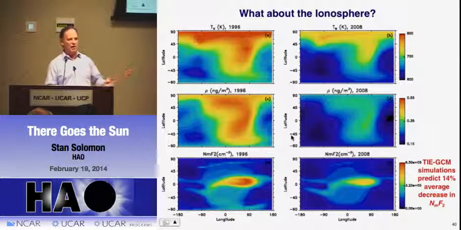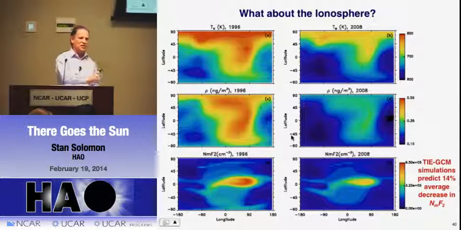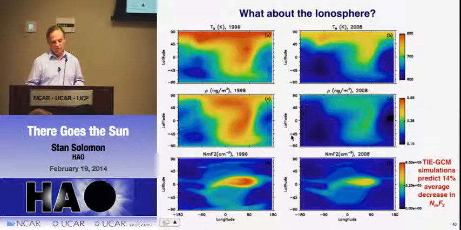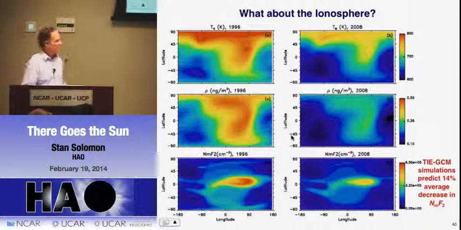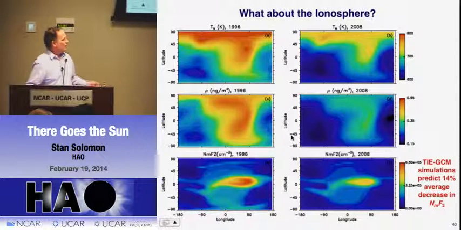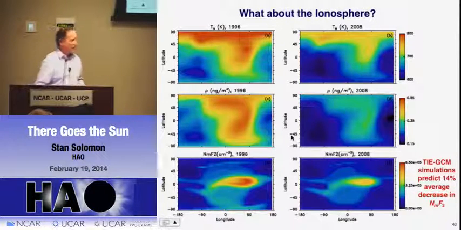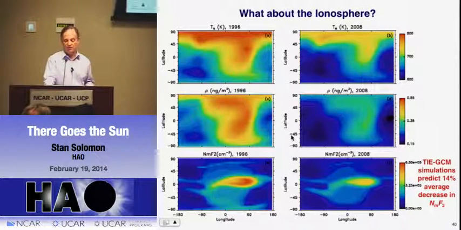You get up to 400, because that whole scale height changed. You get a very big effect in the upper atmosphere. And that's why those thermospheric densities are so sensitive to this. It's a great way to detect it. So all that says that on average, we expect that the peak of the ionosphere should go down by about 14%. So is that really true?